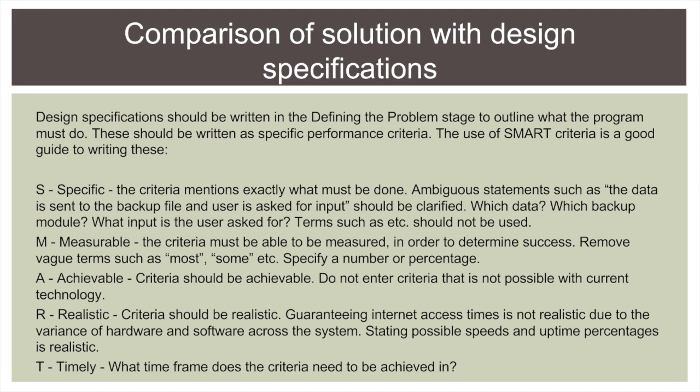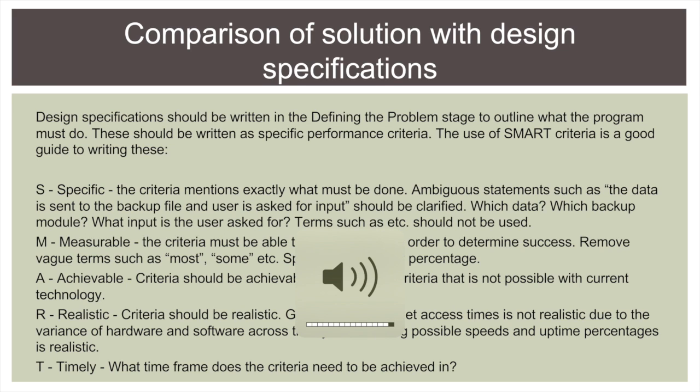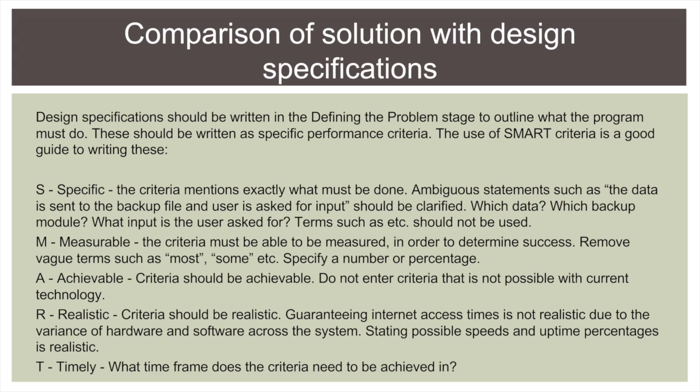A, achievable. Criteria should be achievable. You can't use criteria that's not possible. Similarly, it should also be realistic. R stands for realistic. And you need to make sure that it is realistic. So things like guaranteeing internet access times is not realistic because there's variance of hardware and software across the system. If you state the possible speeds that are allowed and uptime percentages, they might be possible and realistic, but you can't say that, oh, we guarantee you'll always get this speed.